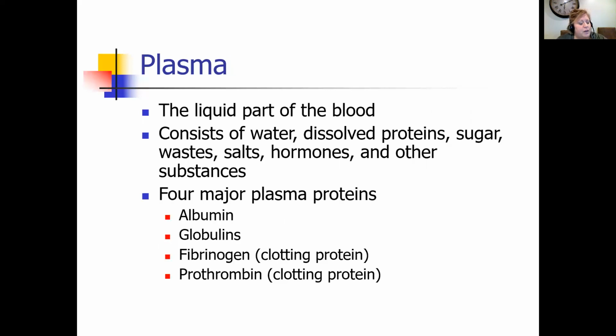And plasma. I said that 55% of the blood is plasma, and that's the liquid part of the blood. Normally straw-colored when somebody's healthy, it can get cloudy when there's an infection. It consists of water, dissolved protein, sugar, waste, salts, hormones, and other substances. There are 4 major plasma proteins: albumin, globulins, fibrinogen, and prothrombin, which are also clotting proteins that work with thrombocytes to help the blood to clot.